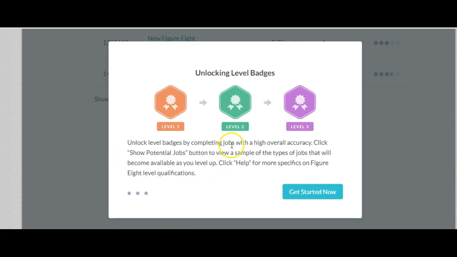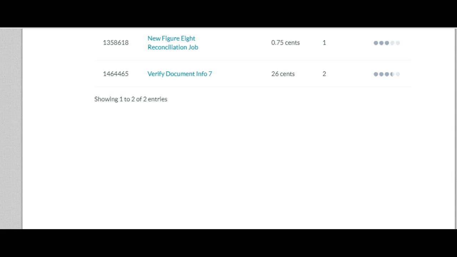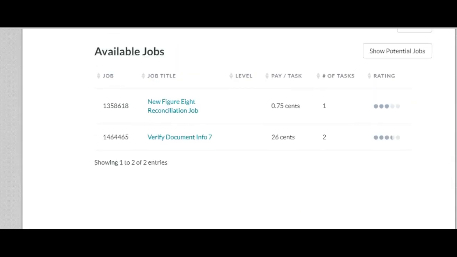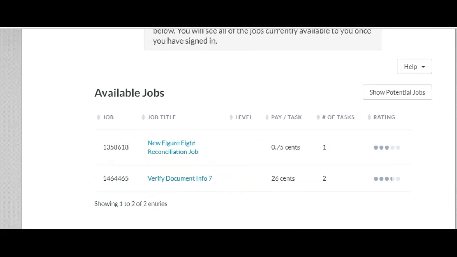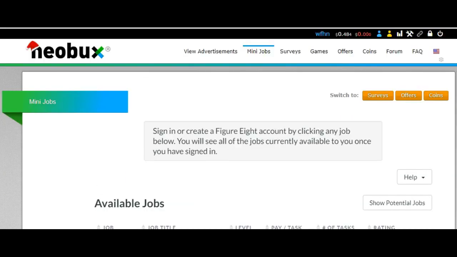Now it does take a lot of accuracy then to build up your account to the higher levels, and you know, it's one of those things that some people love these jobs, some people hate them. Personally, I just don't really do them very often. I have done them a few times, but you're just clicking on the job title, and it will explain exactly what you need to do to actually complete the task.